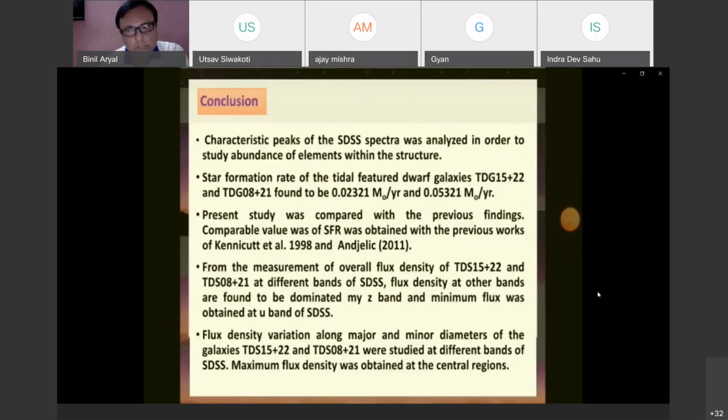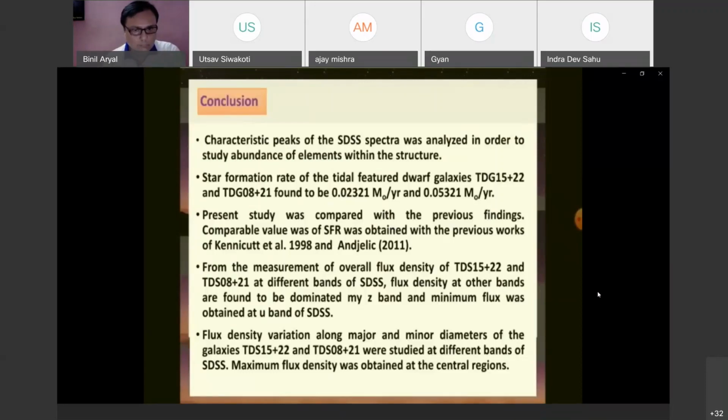I would like to conclude my presentation. We studied the characteristic peaks of SDSS spectra, and we analyzed it in order to study the abundance of elements within the structure. We calculated the star formation rate of new TDL dwarf galaxies, and we compared our study with the previous findings. From the measurement of overall flux density within two structures, we found that the Z band is dominating the other bands, and minimum flux is obtained at the U band.